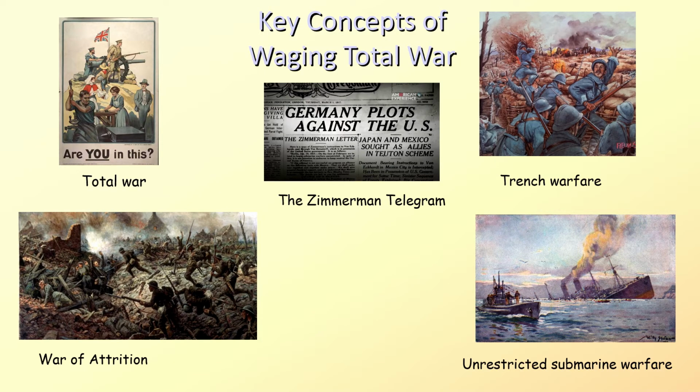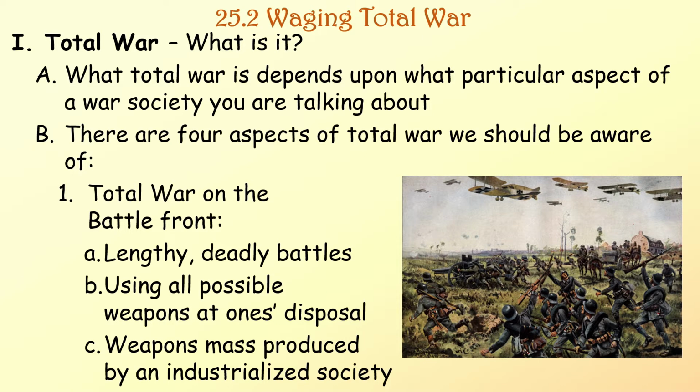Key concepts of waging total war. And we've got four things that are all related to each other in some way. Total war, the war of attrition, unrestricted submarine warfare, and trench warfare. And in the middle, we've got the Zimmermann telegram. First, let's talk total war. What is it? What total war is depends on what particular aspect of a war society you're talking about. There are four aspects of total war that we should be aware of.